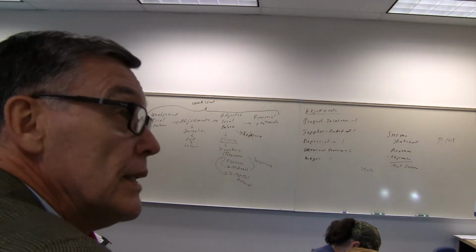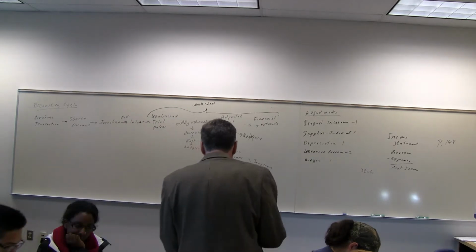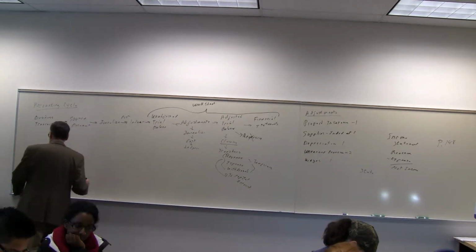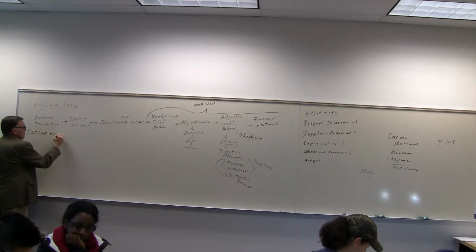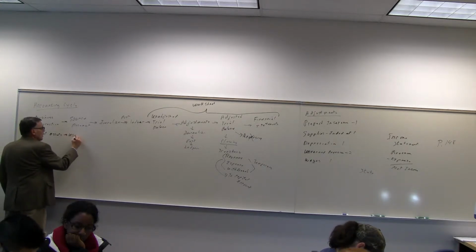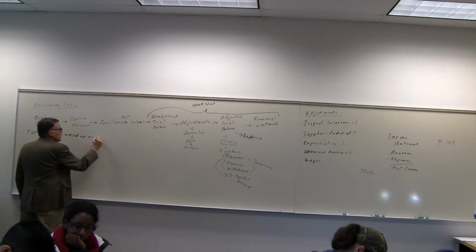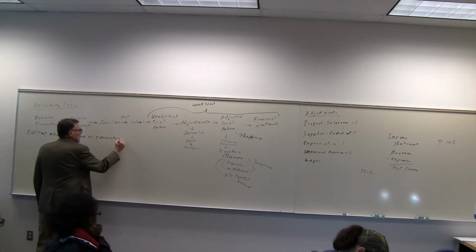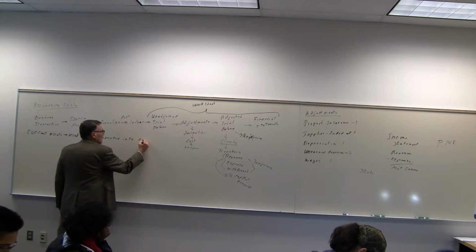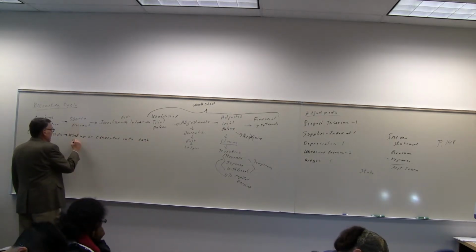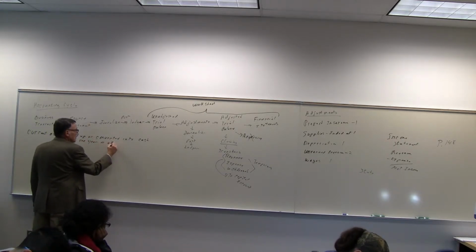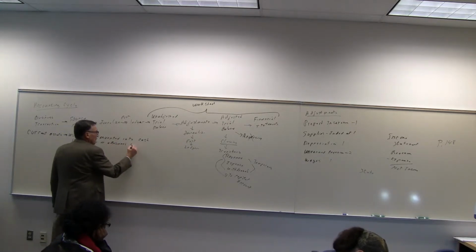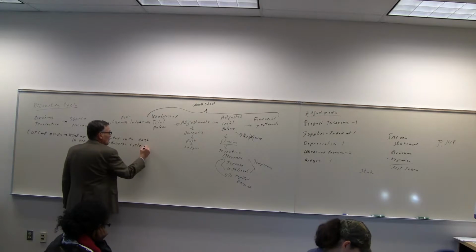There we go. All right, so let's start with that top one, the current assets. Current assets are those that will be used up or converted into cash within 1 year or a business cycle, whichever is longer.